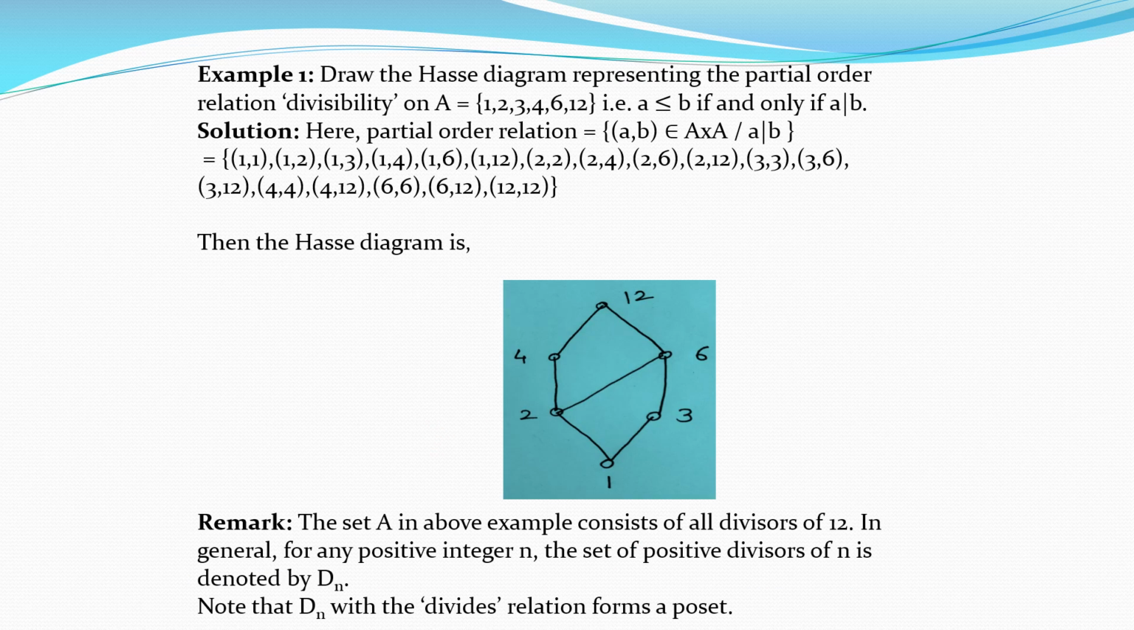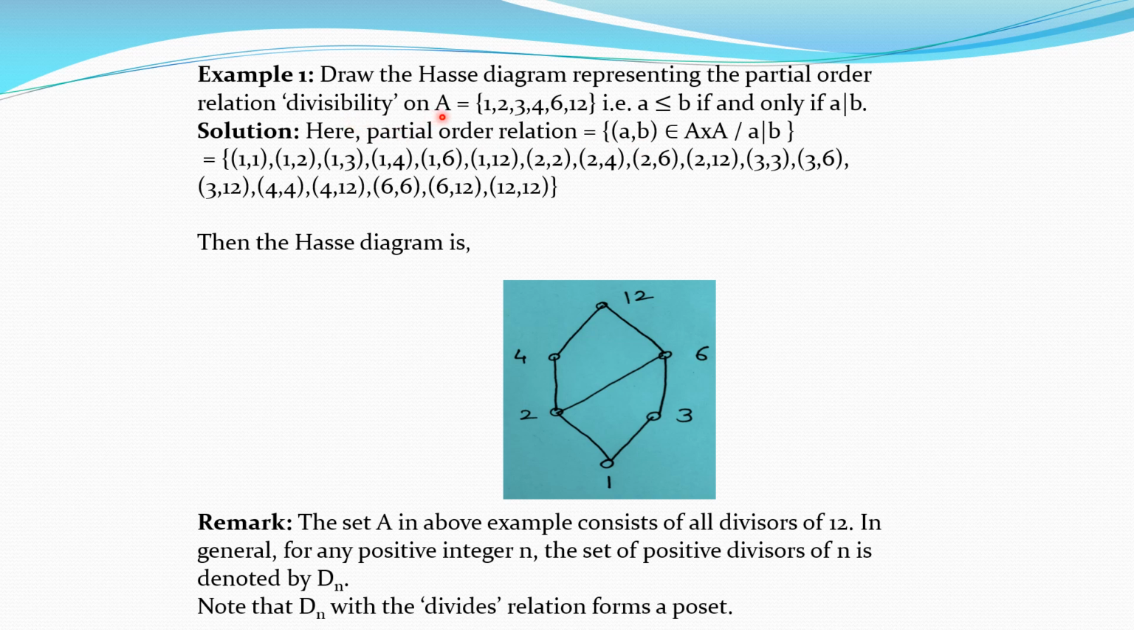Now, using the conventions for drawing the Hasse diagram, we draw the Hasse diagram representing the partial order relation divisibility on the set A = {1, 2, 3, 4, 6, 12}. That is, here a precedes b if and only if a divides b. Similar to the divisibility relation on N, this relation of divisibility is a partial order relation on A, which is a subset of N. Now we write that relation in terms of ordered pairs. The relation R is the set of ordered pairs (a, b) in A × A such that a divides b.